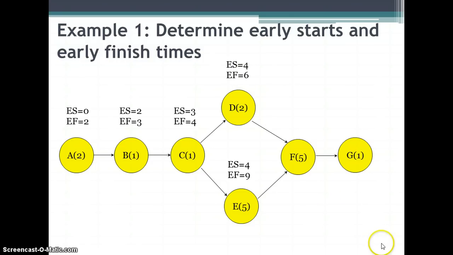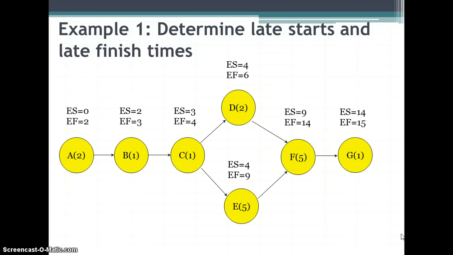Now for F, we have to figure out which one of these we're going to use. And remember, we use the larger of the two. So therefore, the early start of F is the same as the early finish of E. Why? Because E ends last, and so therefore you cannot start F until E is done. That's another good way of looking at it. We add 5 to it, and so therefore our early finish of F is 14. G cannot start before F is done, so the early start is 14. You add 1, and the early finish is 15.